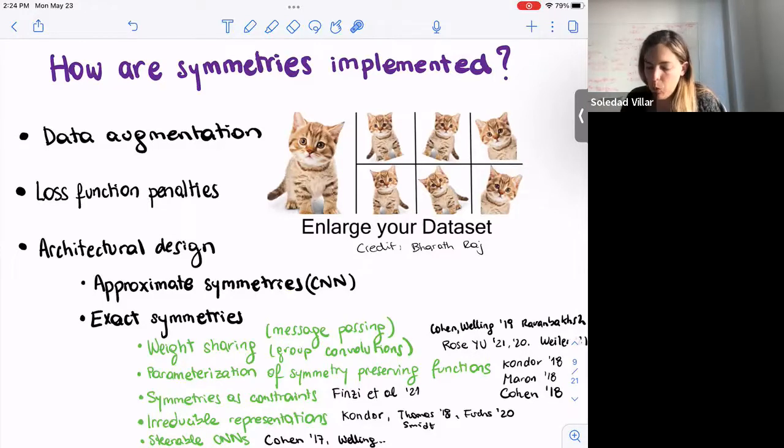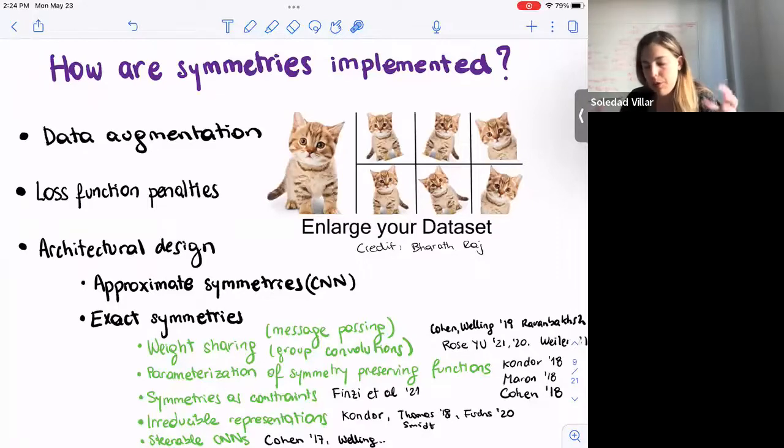Another way to enforce the symmetries, or partially enforce the symmetries, is because these symmetries with respect to these local actions may be in correspondence with some conservation laws due to Noether's theorem.